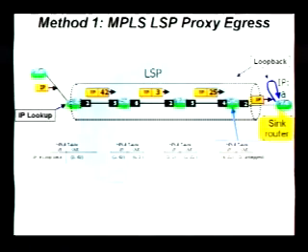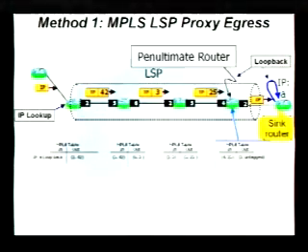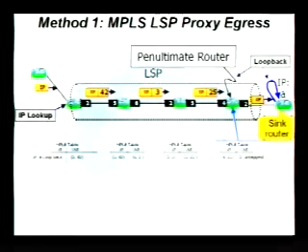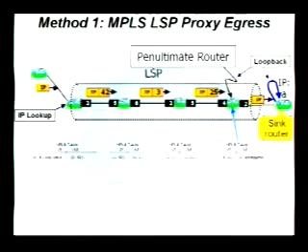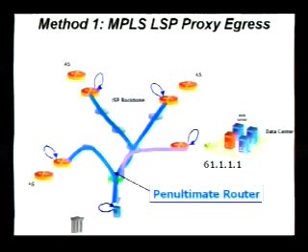You could call that security by obscurity, but that's just for your information. So the last box is the penultimate hop router, and information about the LSP proxy egress. So how does it look?